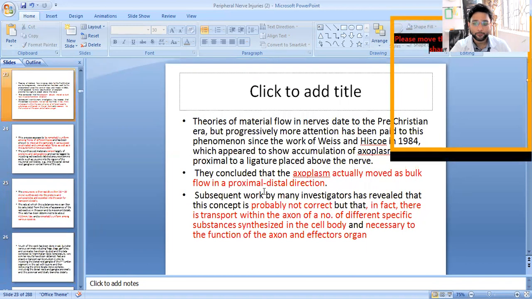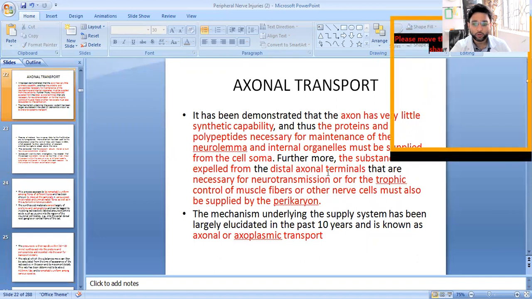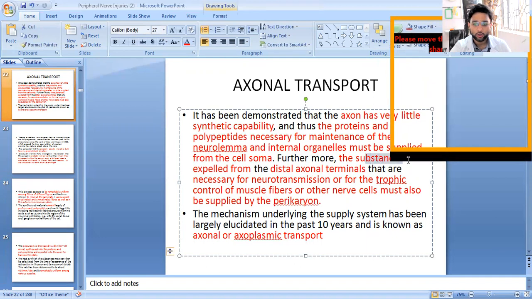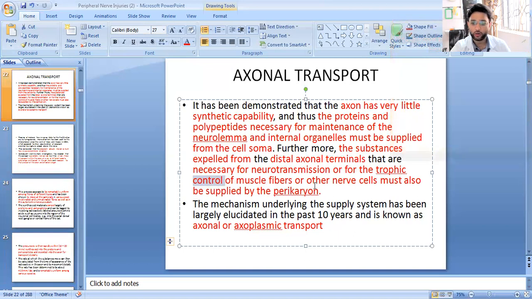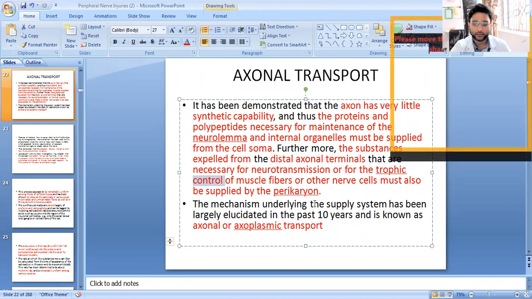Furthermore, the substances expelled from the distal axonal terminals that are necessary for neurotransmission or for the trophic control of muscle fibers or other nerve cells must also be supplied by the perikaryon. The mechanism underlying the supply system has been largely elucidated in the past 10 years and is known as axonal or exoplasmic transport.